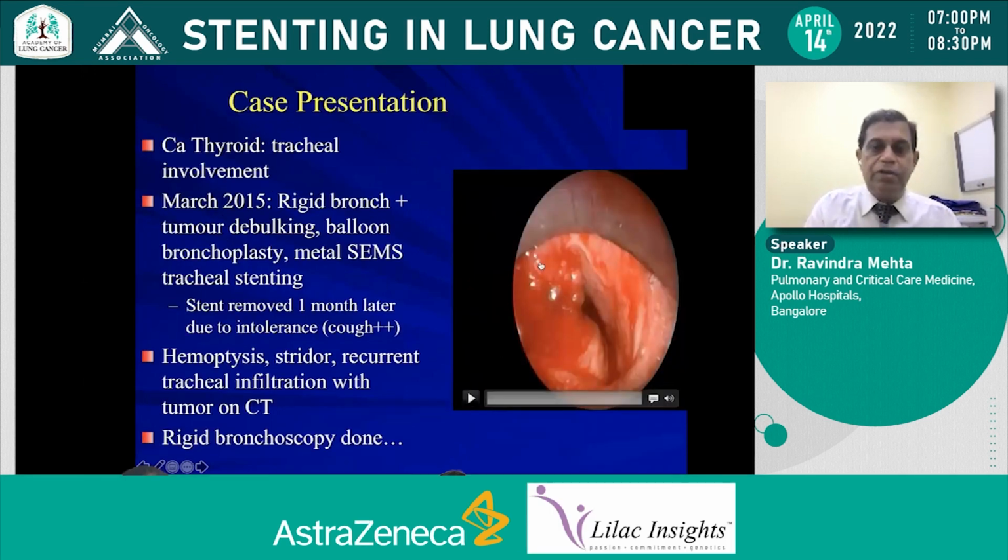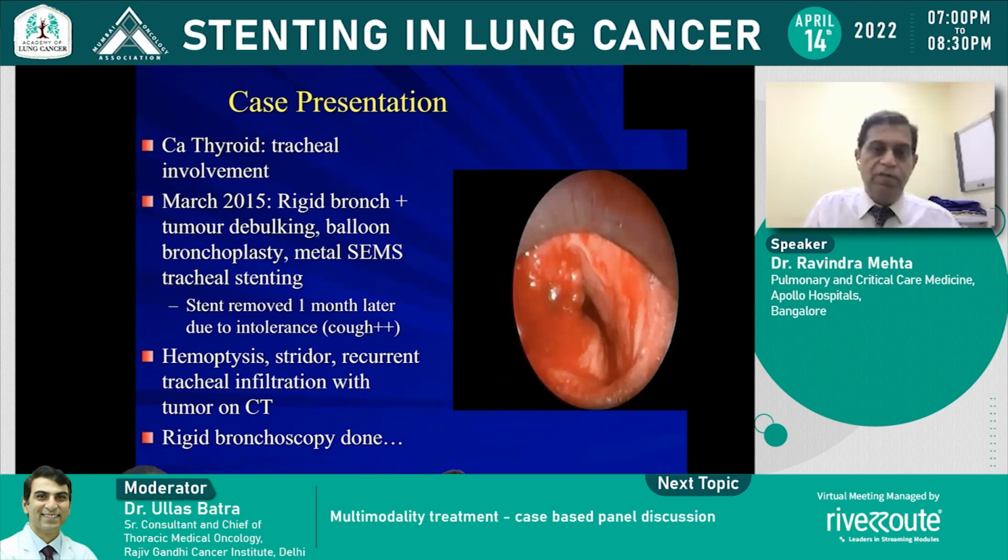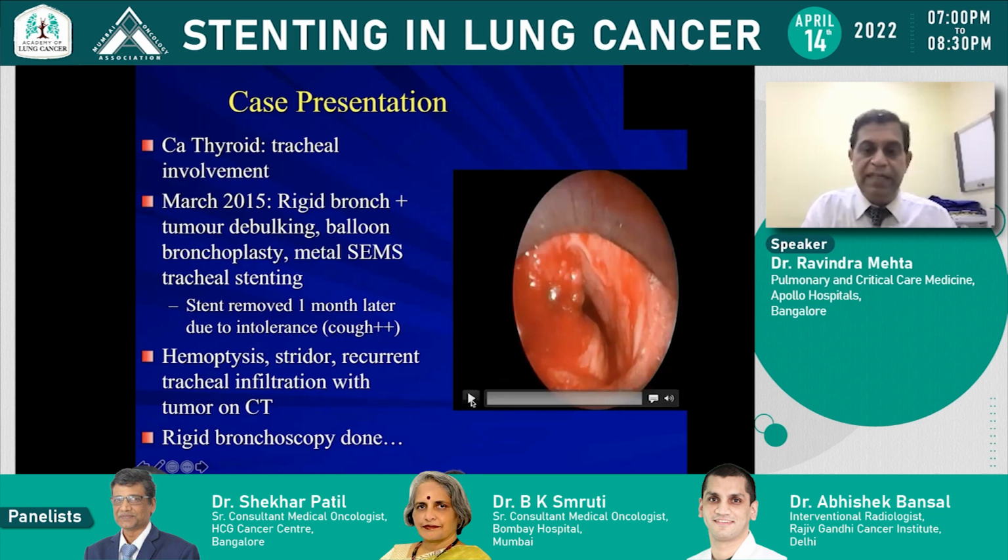A third case to show you some of these principles: CA thyroid with tracheal involvement. Initially had a rigid bronchoscopy similar to what we showed you. A stent was placed, but the patient just could not tolerate the stent. So the stent was removed. That was a metal stent. SEMS stands for self-expanding metal stent. Again gets hemoptysis, so you have no option but airway recanalization.